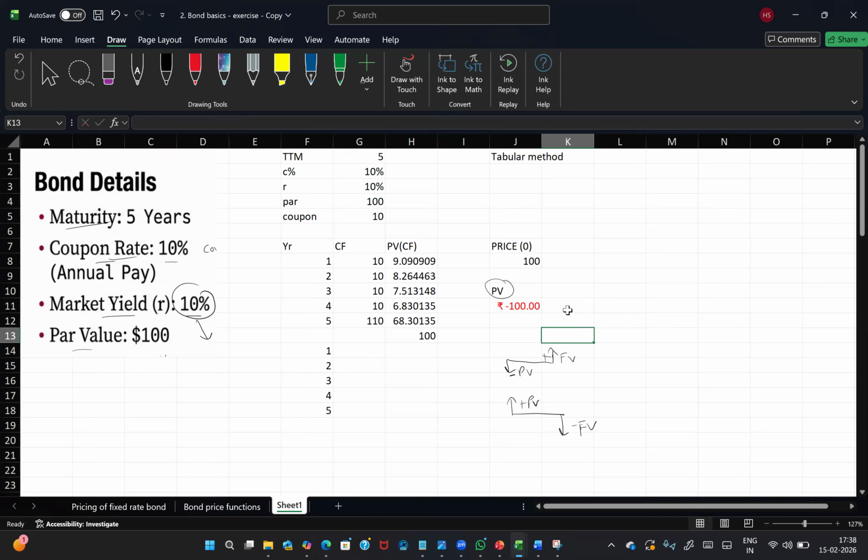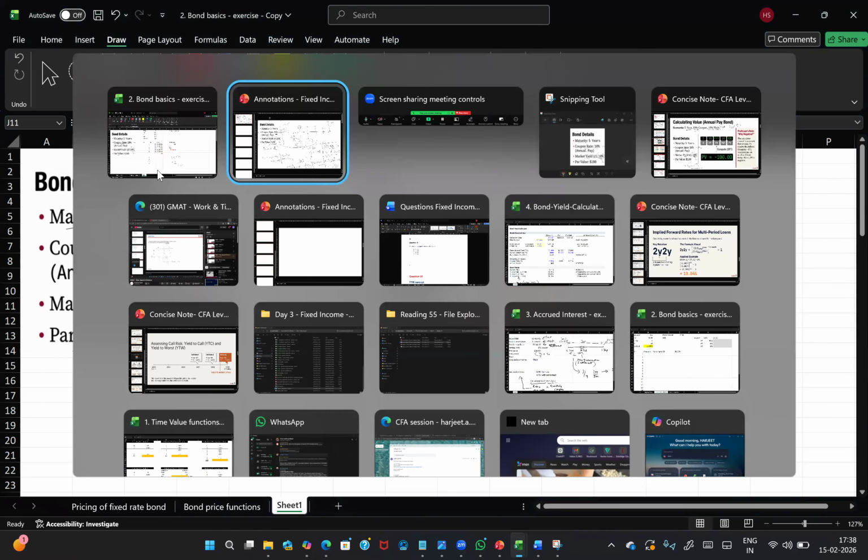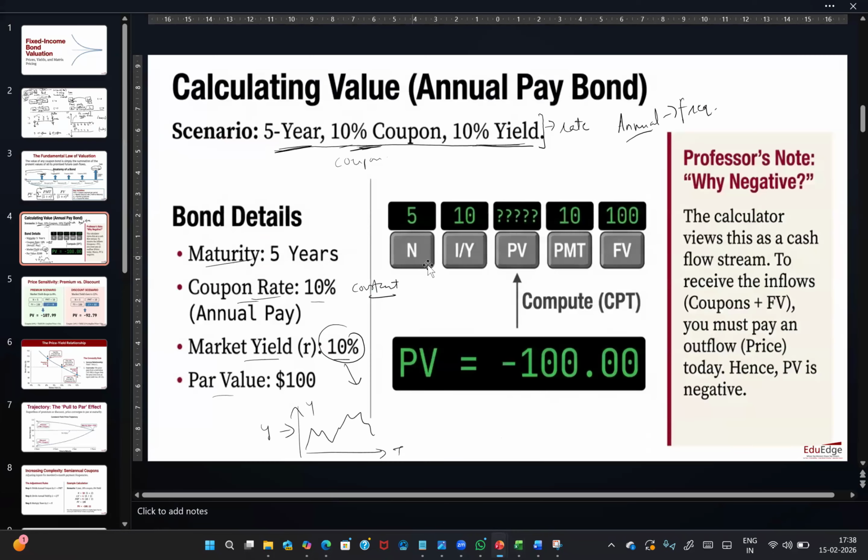Okay. So this is the present value formula to get the price. So there are two methods for finding price. One is this tabular method, get the present value of every cash flow, or use this formula, which is the PV formula. The third way, of course, in your exam, you would need to use a calculator. So on the financial calculator you will have to key in these values. So N will be 5, I/Y will be 10, PMT will be 10, FV will be 100. And based on that, it will fetch you the PV.